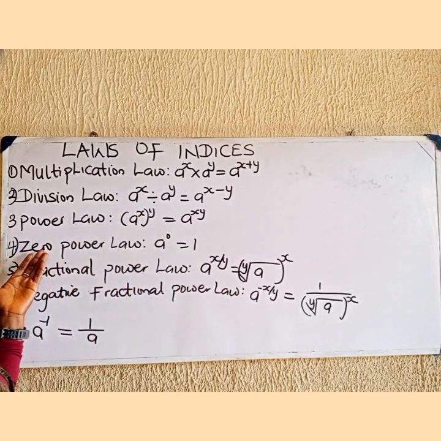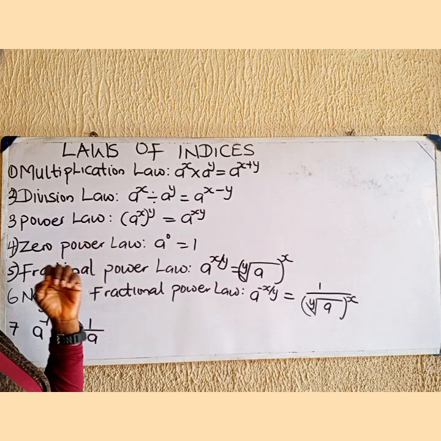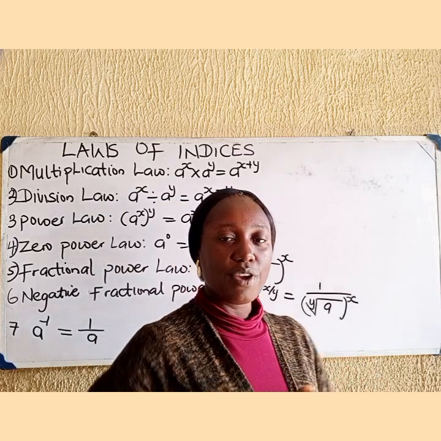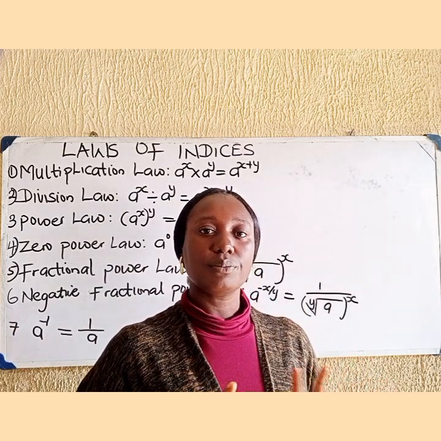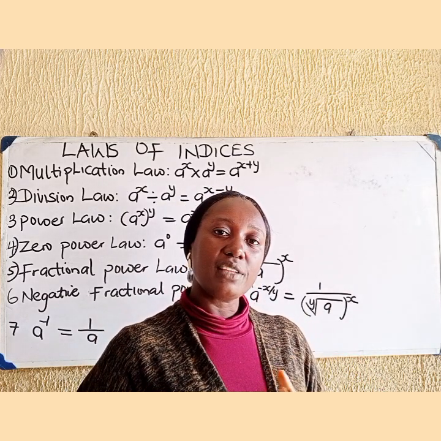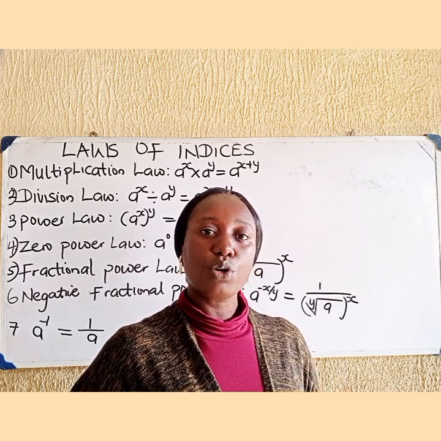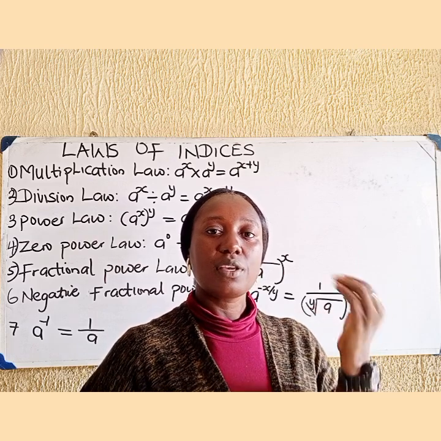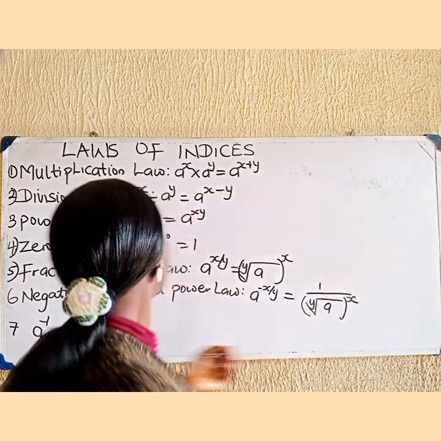Now, the fourth one is the zero power law. This law says that any number raised to power 0 is equal to 1. So, 100 raised to power 0 is equal to 1. 1 million raised to power 0 is equal to 1.